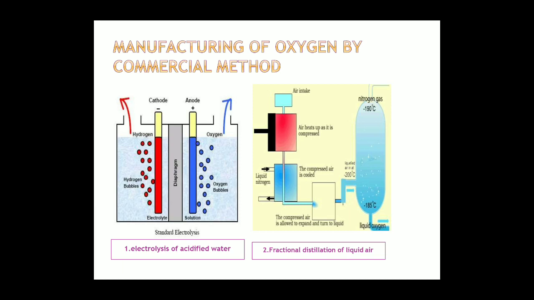How can we make it in bulk? We can make it by the electrolysis of water or fractional distillation of liquid air. If we do the electrolysis of water, a few ions will go to the cathode and a few ions will move to the anode, and we can find the oxygen. In that solution we can see bubbles of oxygen going out.